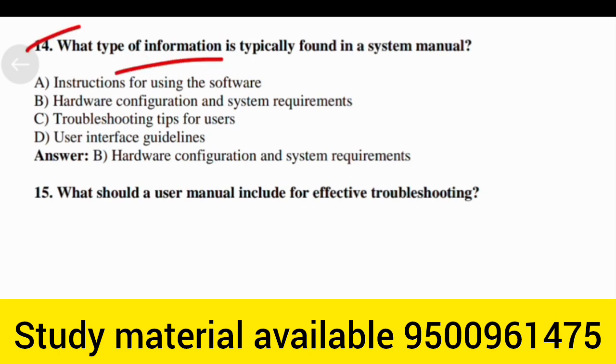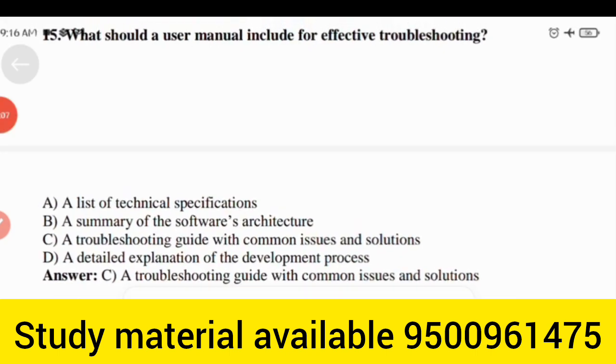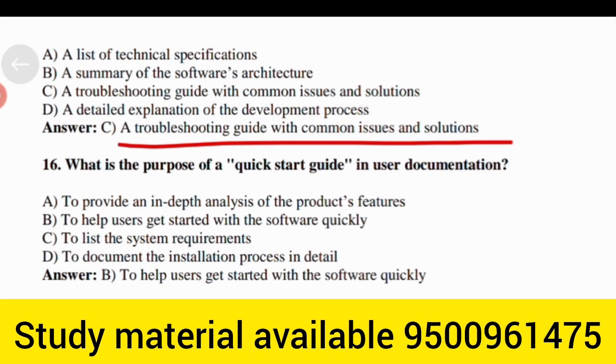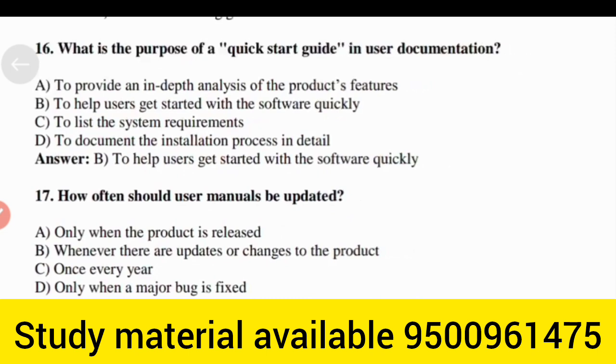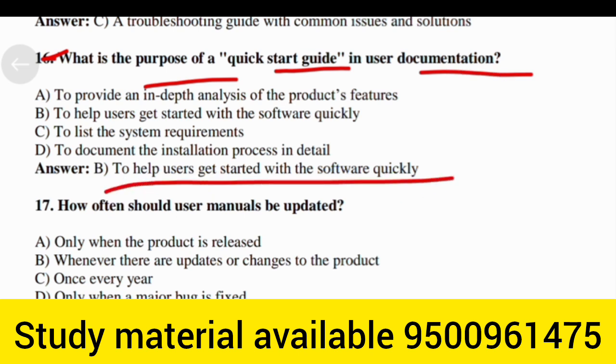What type of information is typically found in a system manual? Hardware configuration and system requirements. What should a user manual include for effective troubleshooting? A troubleshooting guide with common issues and solutions. What is the purpose of a quick start guide in user documentation? It helps users get started with the software quickly.